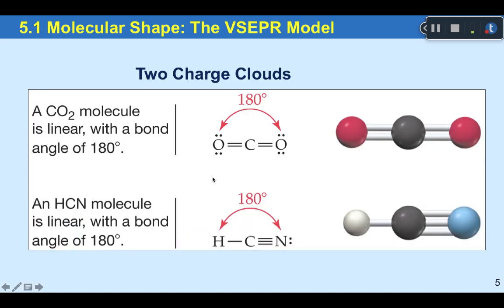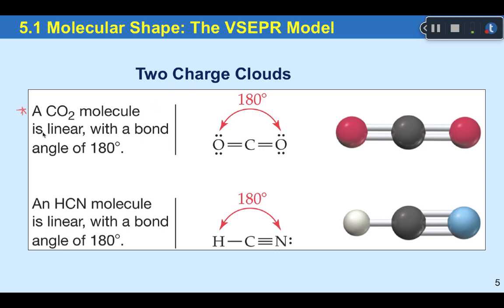So what possibilities can there be? Well, the simplest one, of course, would be if you have two charge clouds around a central atom. Notice in this first example with carbon dioxide that there are two atoms connected to the central atom with double bonds, but each bond is one charge cloud, or double bond is a charge cloud region. In other words, the electrons between the carbon and the oxygen constitute one region of electron density.